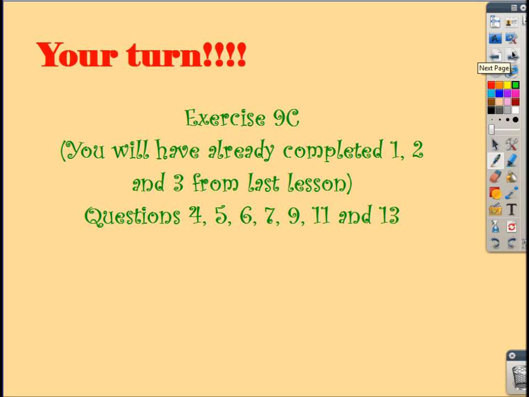Okay, your turn. Exercise 9C. If you haven't already done 1, 2, and 3, just do 1 and 3. And I want you to do 4, 5, 6, 7, 9, 11, and 13. Good luck, and we'll talk about it next lesson.